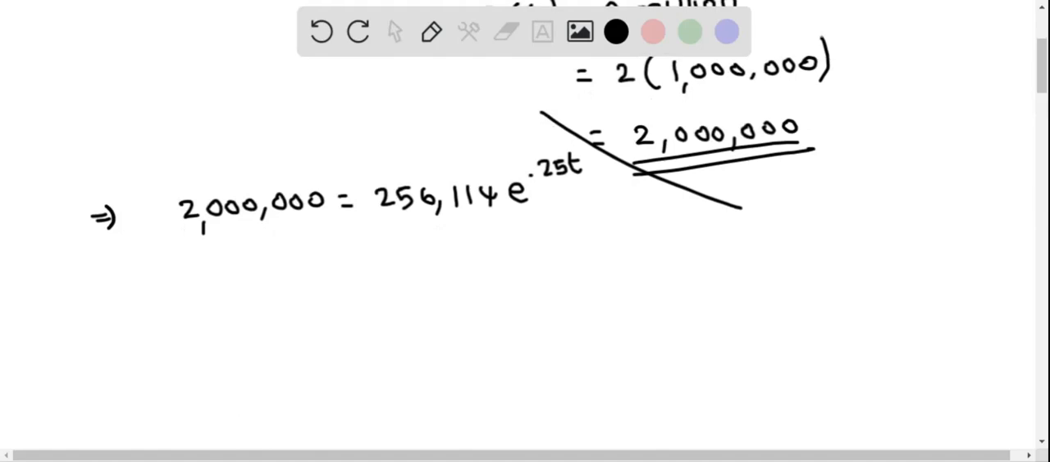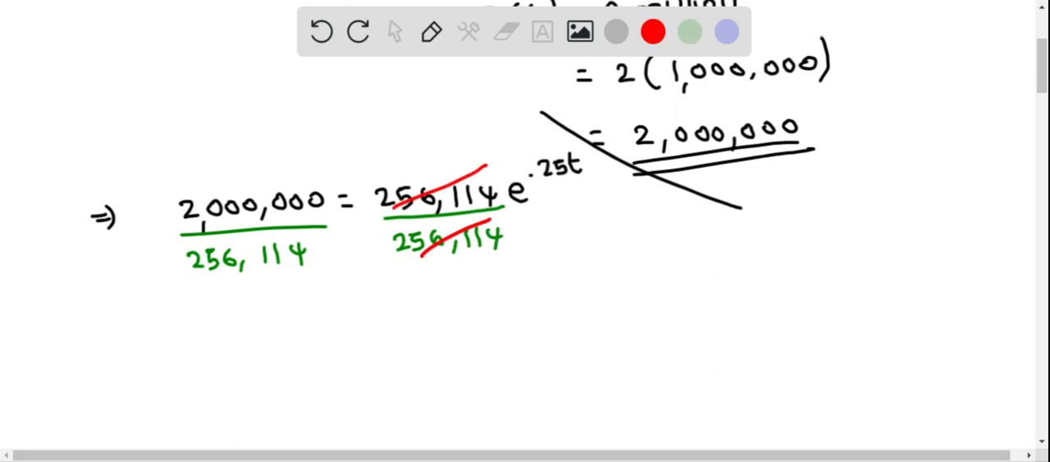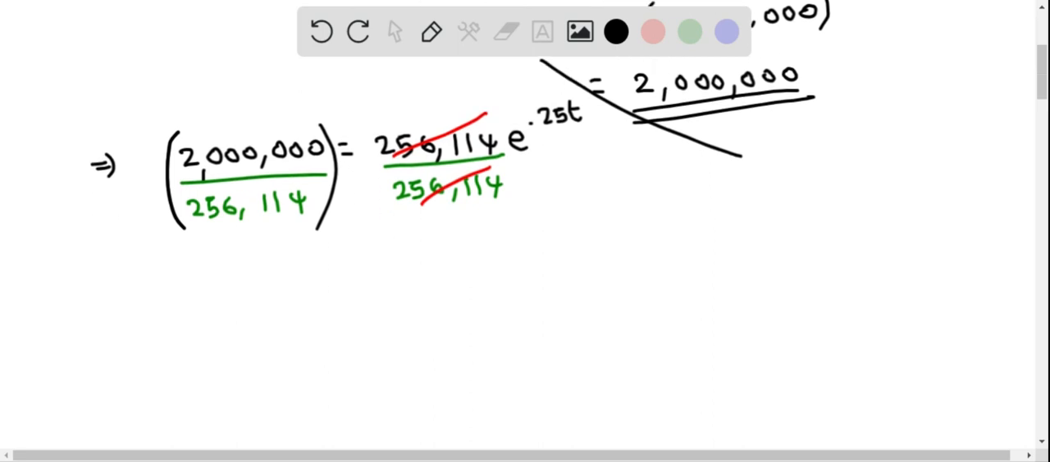First let's divide both sides by this quantity, that is 256,114. When we do that, we get 256,114 here, and here also we divide by 256,114. So these two quantities will get cancelled since they are the same. And we can evaluate this quantity by plugging into the calculator. Okay, we can do that after we solve for t, that is when we get the complete expression for t.